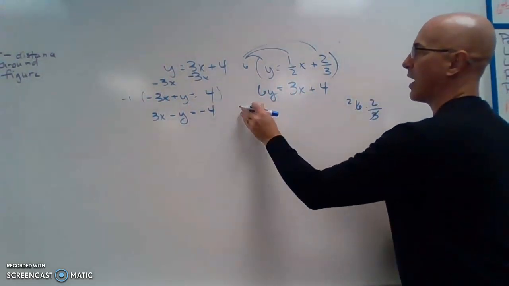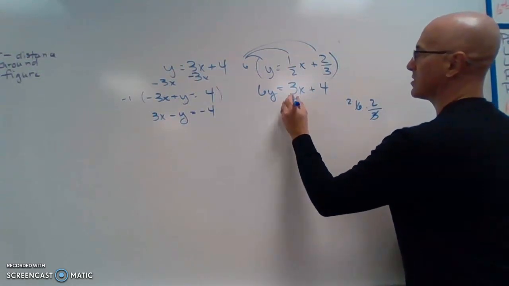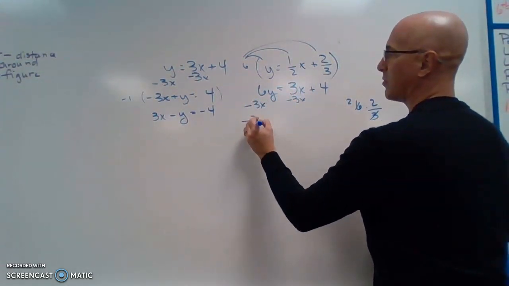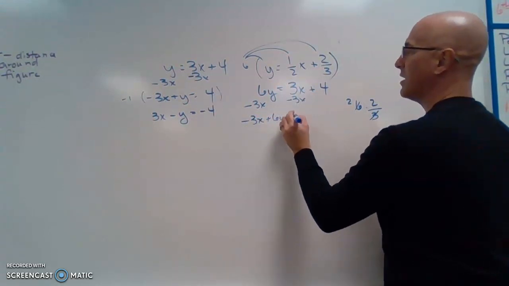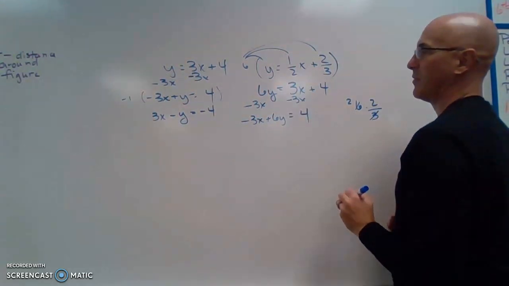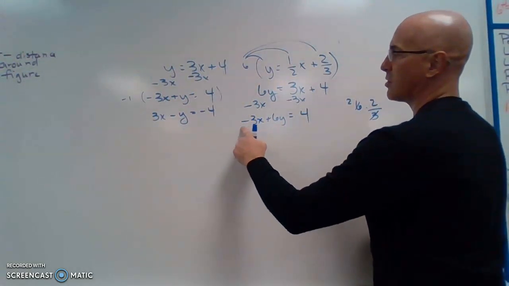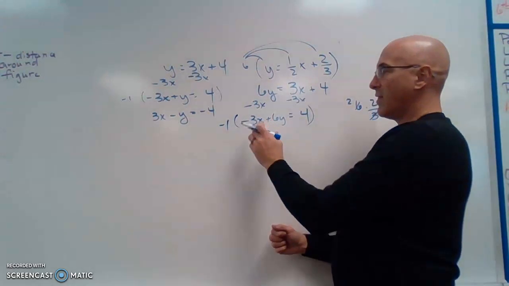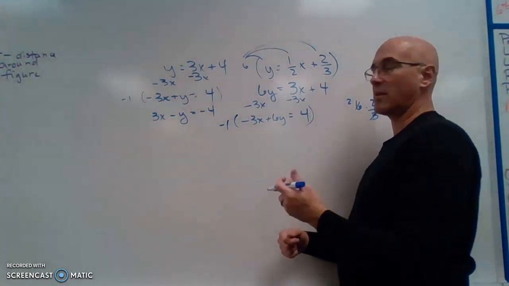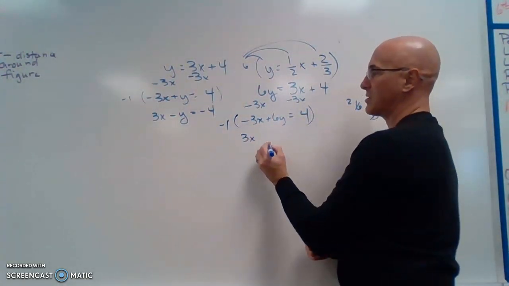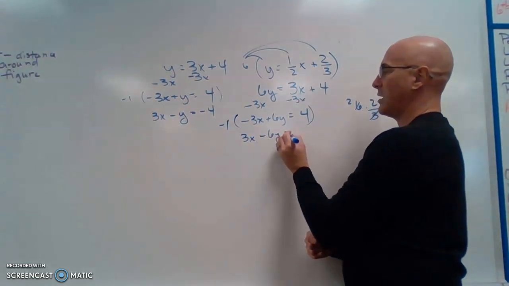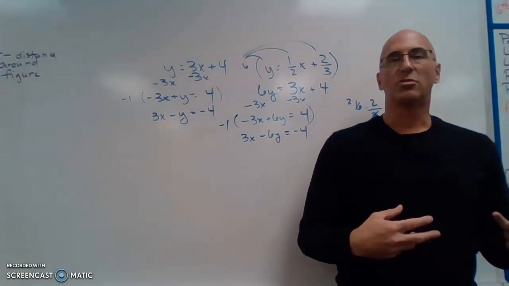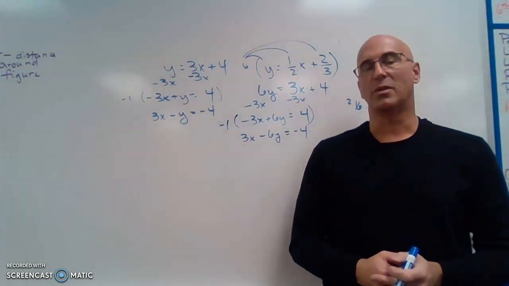Now we're going to move our x and our y over here. So we're going to subtract our 3x. We write negative 3x plus 6y equals 4. Now our first term is negative, so we are going to multiply through by a negative 1. That essentially changes the sign of every term. So we get 3x minus 6y equals negative 4. And that is how you change slope-intercept form to standard form.